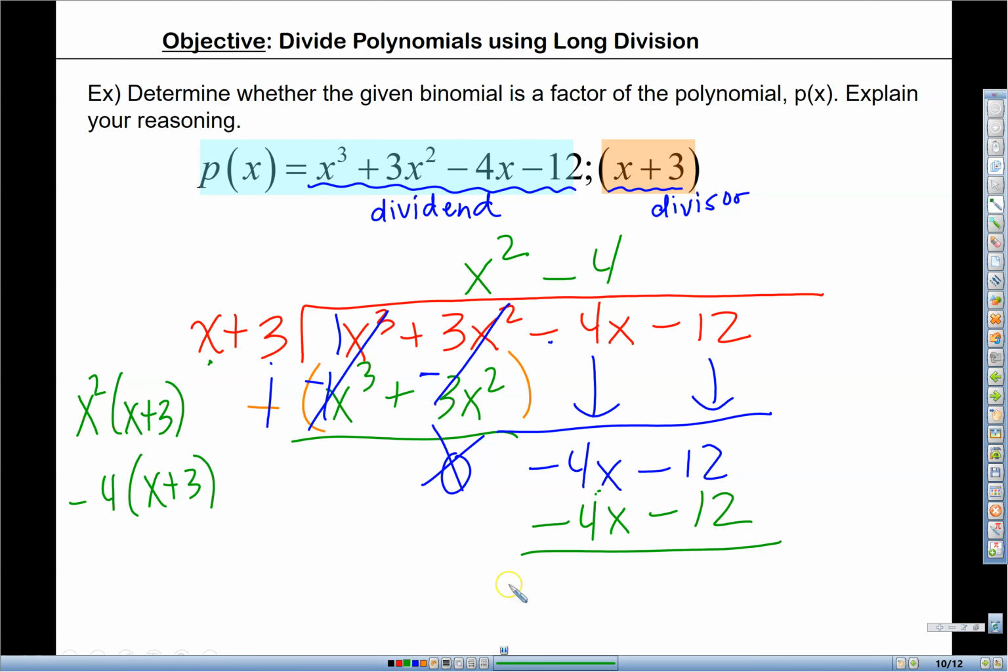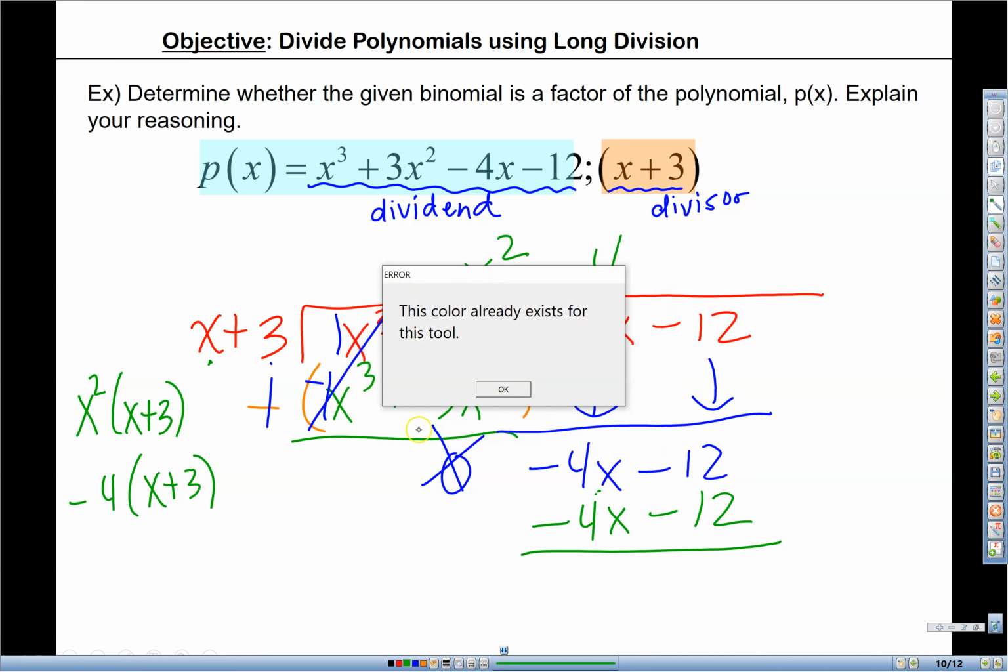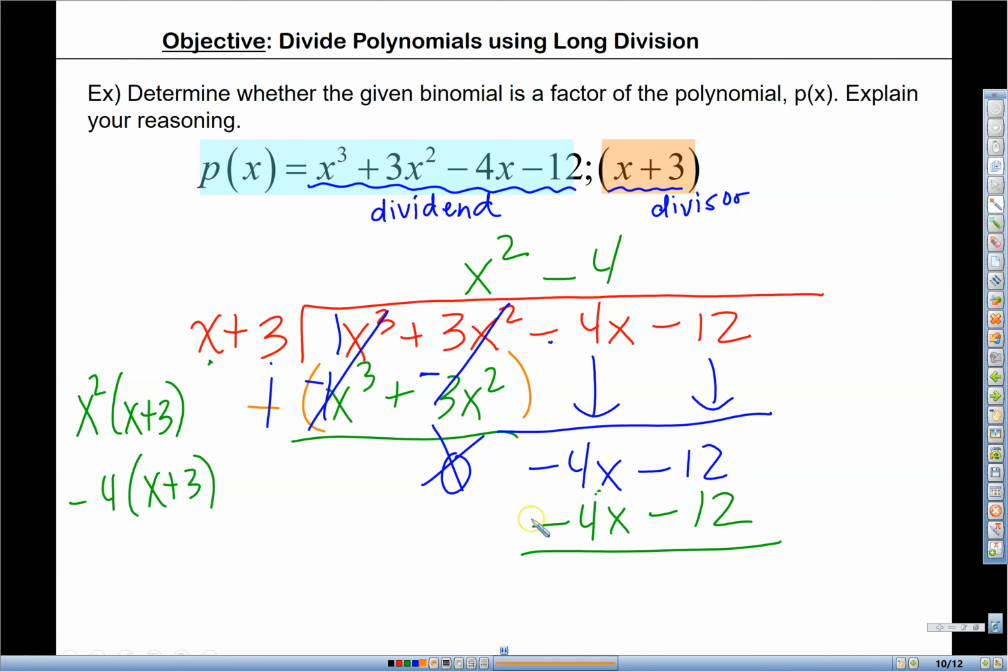And then again, we are going to subtract that quantity, so we change our signs. It becomes addition: negative 4 becomes positive, negative 12 becomes positive, and negative 4 plus 4 is 0 like it's supposed to be, and here again, negative 12 plus 12 is 0. Now this 0, since we've already brought down all of our terms, is our remainder. And our remainder of 0, according to our theorems, tells us that x plus 3 is a factor of p of x.